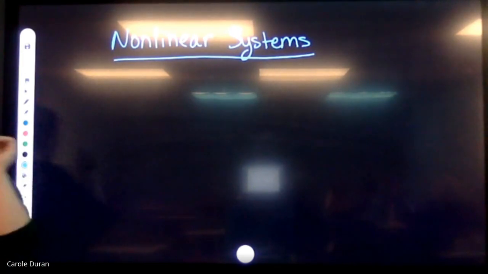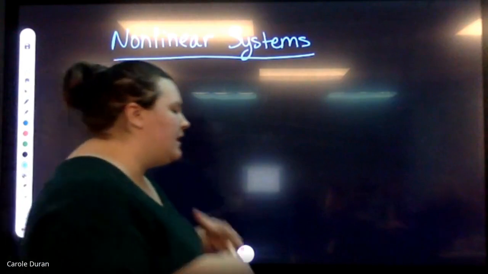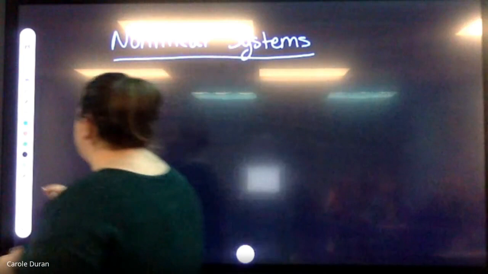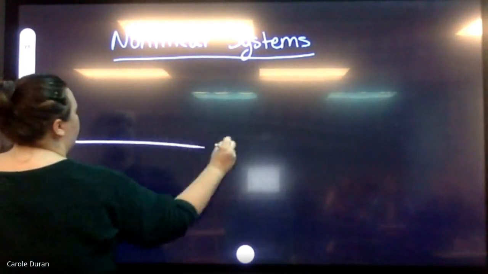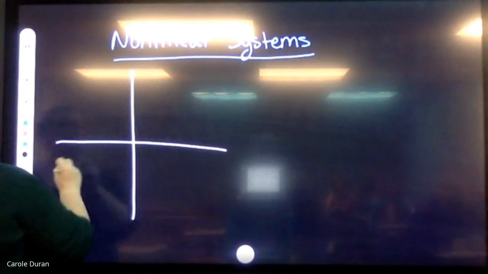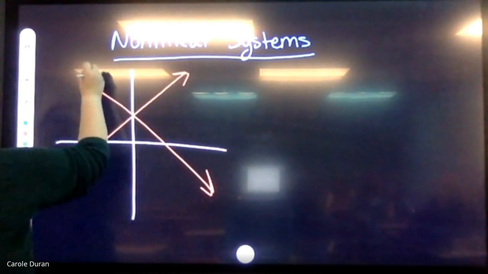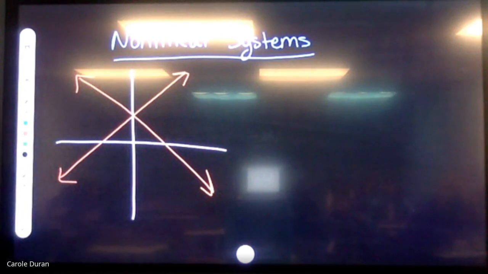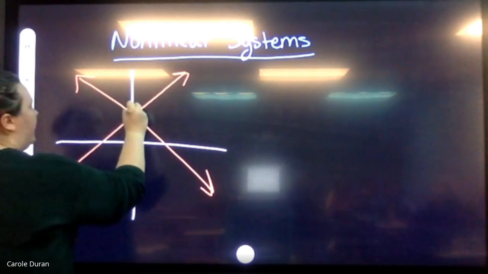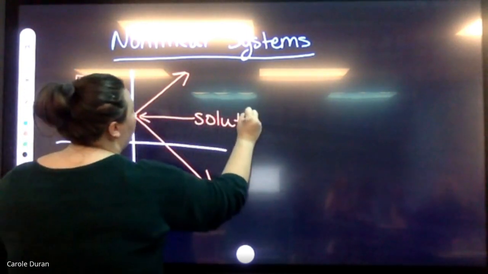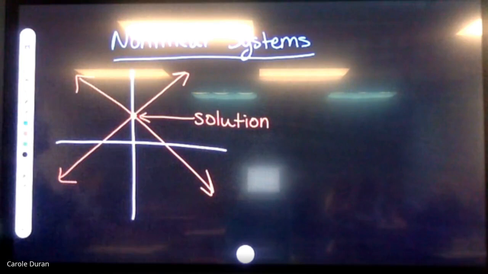So the first thing we're going to cover is what a solution to a system of equations is. So for example, if I have a coordinate plane and I had two lines on this coordinate plane, what would their solution be? Where the lines intersect. Okay, so if I have two straight lines, their intersection point would just be one solution because we would only have one intersection point.